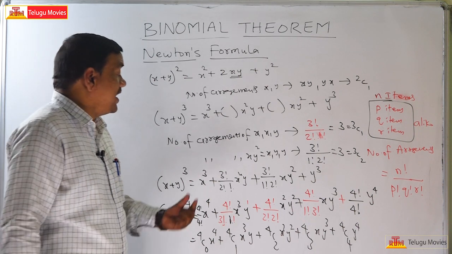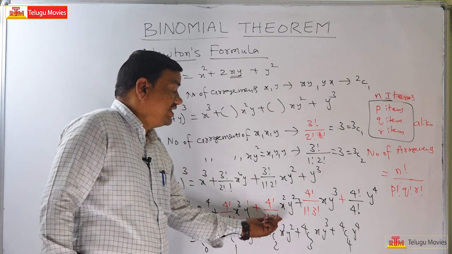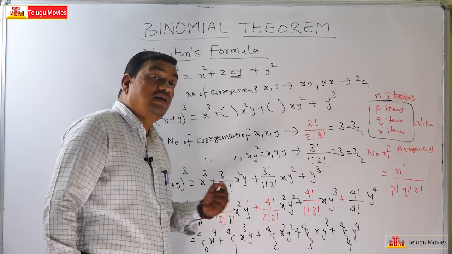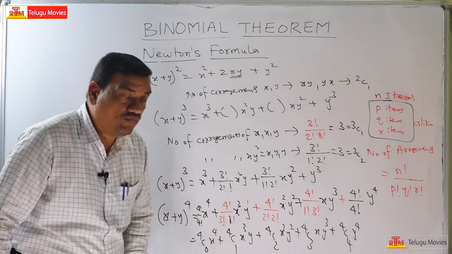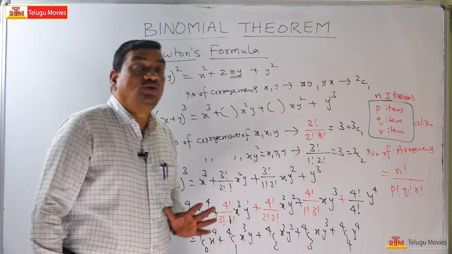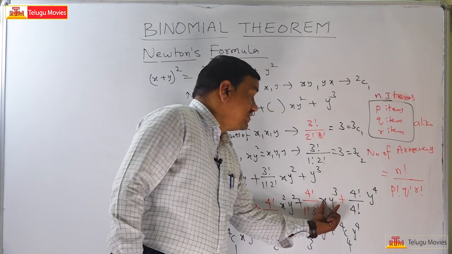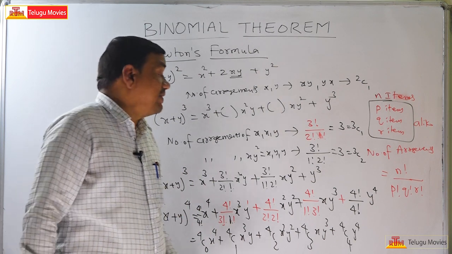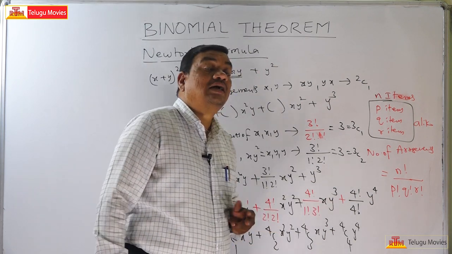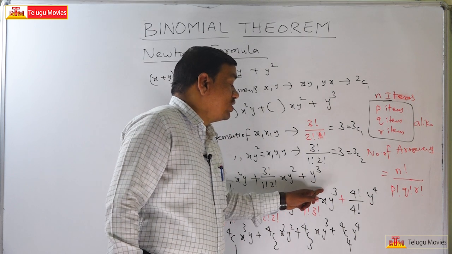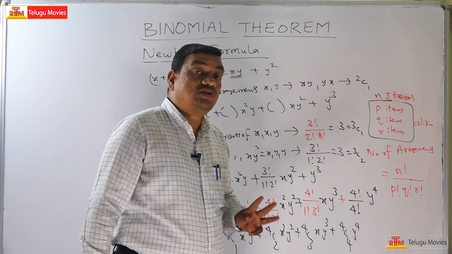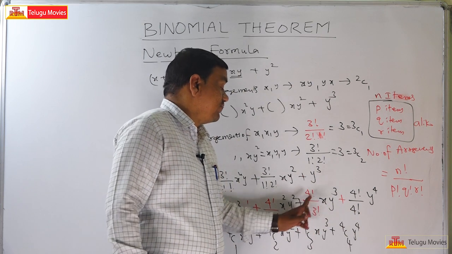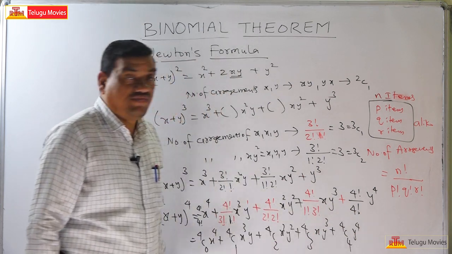coefficients. He got the idea that the coefficient of x square y square is nothing but the number of arrangements of 2 x's and 2 y's. The coefficient of x y cube is nothing but the number of arrangements of 1 x and 3 y's. Total 1 plus 3, 4 items. Out of 4 items, 1 x and 3 y's are there. That's why 4 factorial by 1 factorial into 3 factorial.